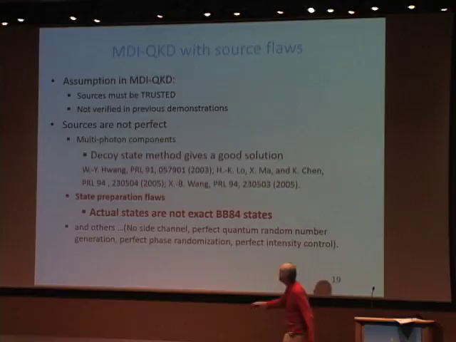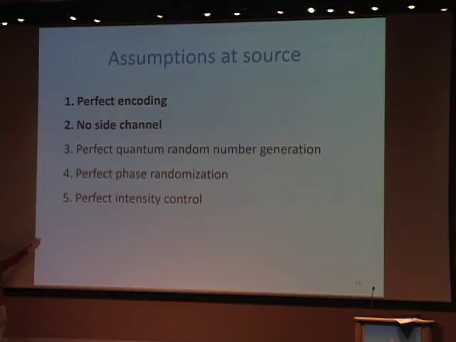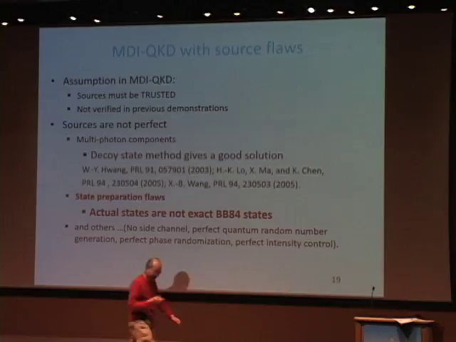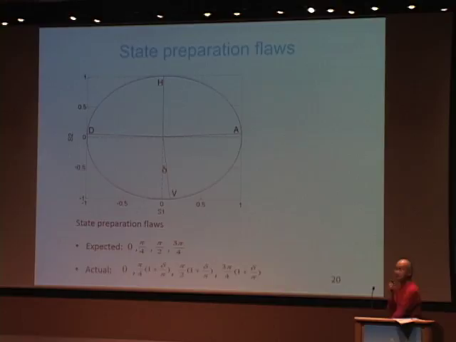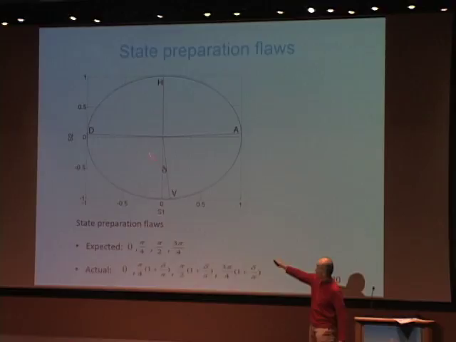The state preparation flaws, right? The actual states that we prepare are not exactly BB84 perfect states. Let's think about this a bit more. We apparently prepare horizontal and vertical polarization, but in fact there may be some deviation, like the actual state we prepare may be off by an angle delta from the perfect state. So instead of using a perfect encoding, we might be using something plus some delta.